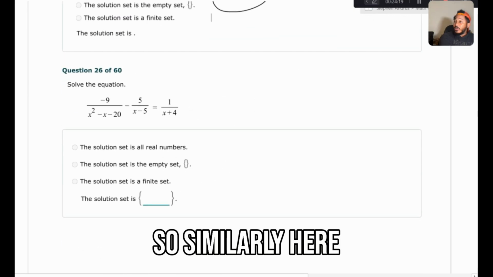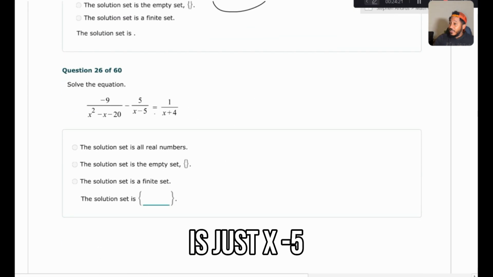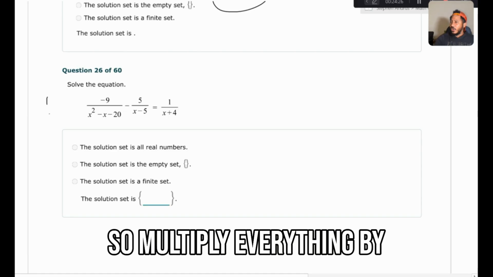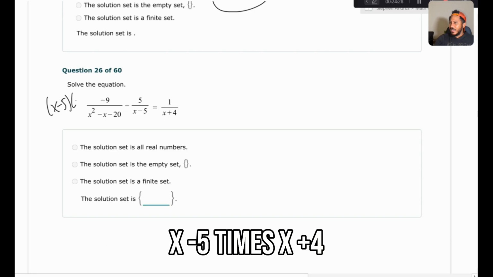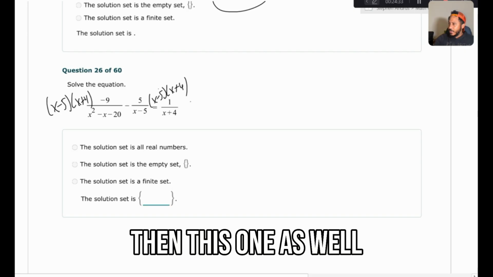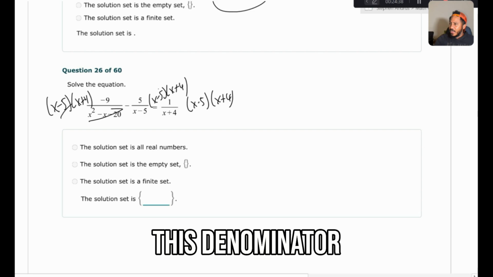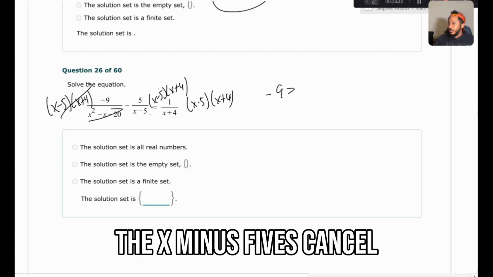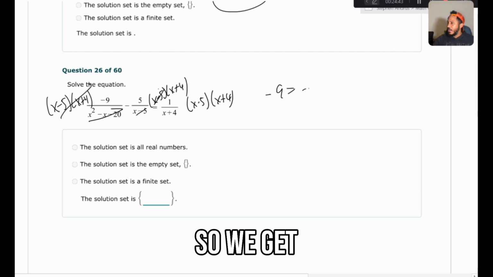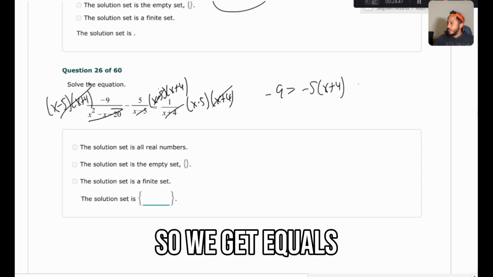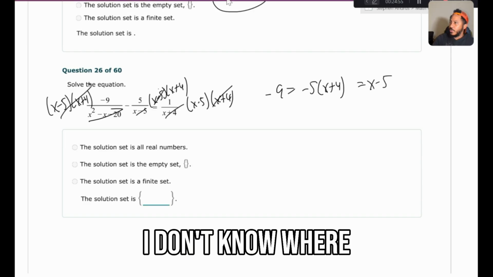All right, so similarly here, I multiply by the LCD, but the LCD here is just x minus 5 times x plus 4, which is x squared minus x minus 20. So, multiply everything by x minus 5 times x plus 4. And this one as well, x minus 5 times x plus 4. Well, here, that is this denominator, so we just get -9 equals. Here, the x minus 5's cancel, so we get minus 5 times x plus 4. And then here, the x plus 4 is canceled, so we get equals x minus 5. I don't know where those extra equals came from.